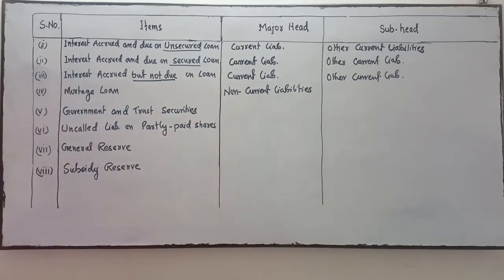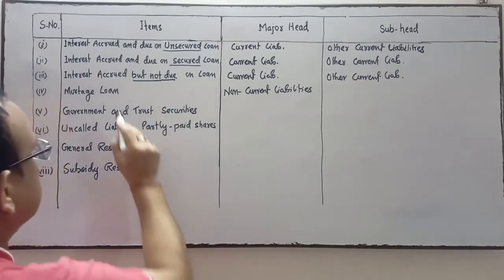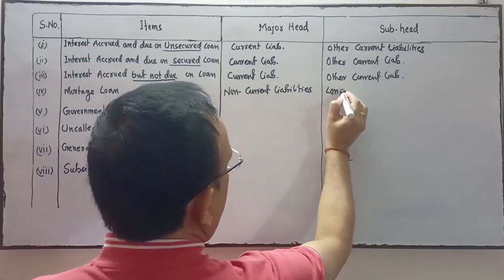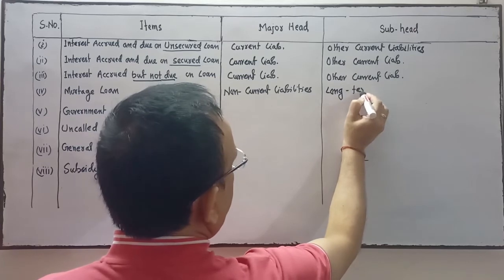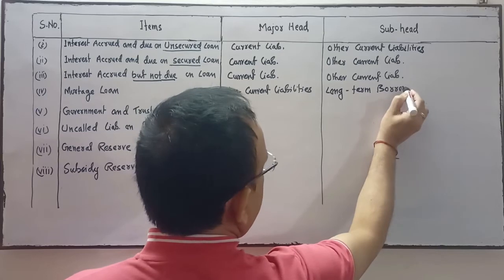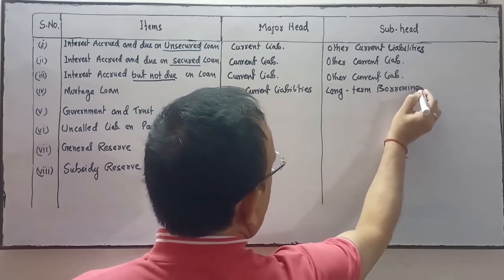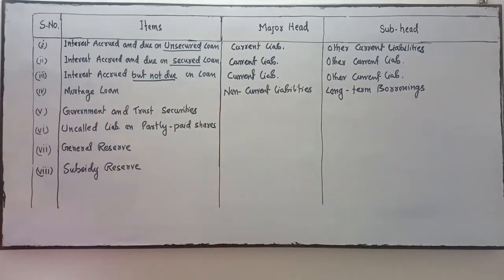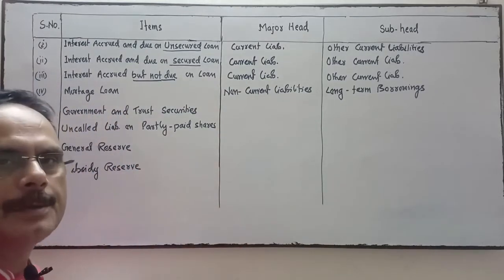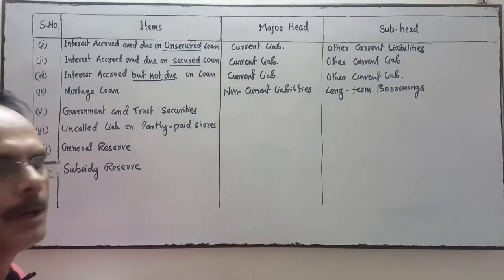Non-current liabilities. Mortgage loan comes under the non-current liabilities, and the subheading is long term borrowings. Mortgage loan comes under the non-current liability. Heading will be non-current and subheading is long term borrowings.